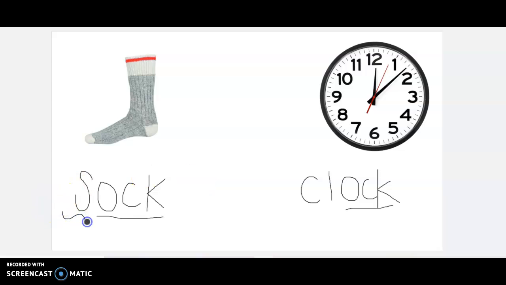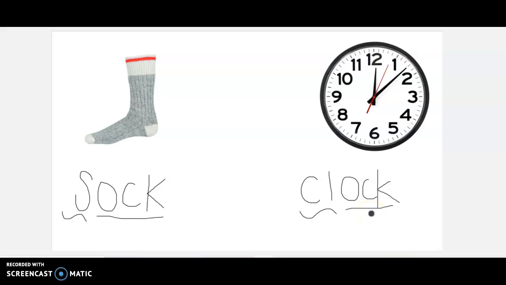So we can take the word sock and we can change the beginning sound or change the S. The beginning sound is the letter that comes first. And we can change that S into a CL and keep the same ending sound to make a new word that rhymes, sock and clock.